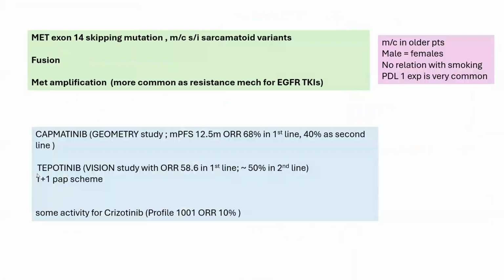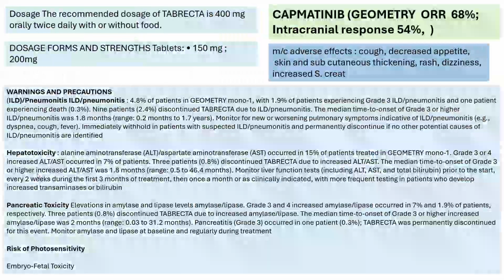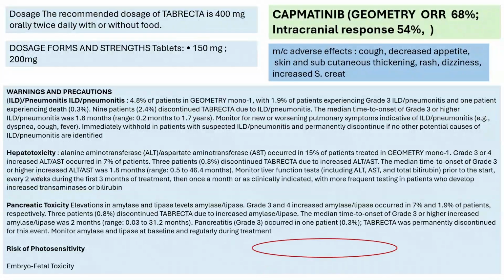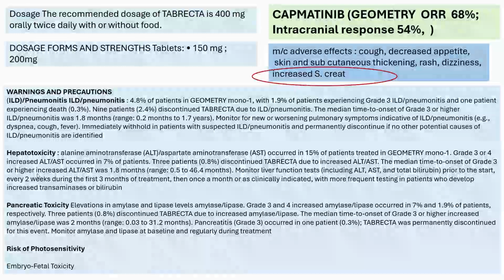So this highlights the good PFS that we see with capmatinib and tepotinib, and good response rates also. The dose that we use as per the GEOMETRY trial is 400 mg twice daily with or without food. The most common adverse effects that we see, the one that I showed, was skin and subcutaneous thickening. Then rash, decreased appetite, and another side effect of concern is increased serum creatinine. So we need to regularly monitor the patients for serum creatinine. And because they have good CNS penetration, dizziness is also a side effect.